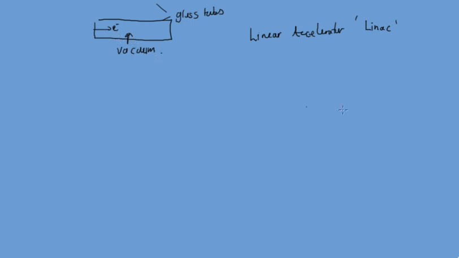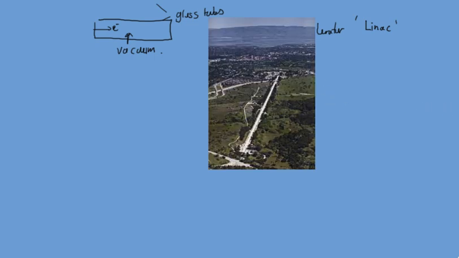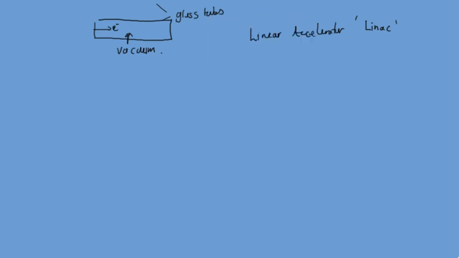Modern linacs can be up to, let's quickly show you this image of one. This is a linac in Stanford in America, and this is 2 miles long. So they can become really quite big and can get particles up to really quite high energies. But we'll come to that later.